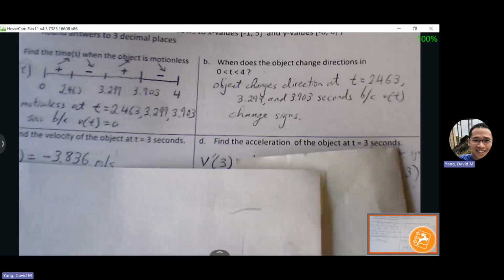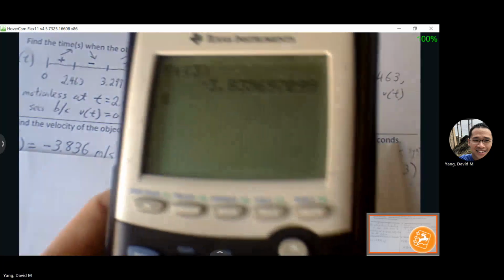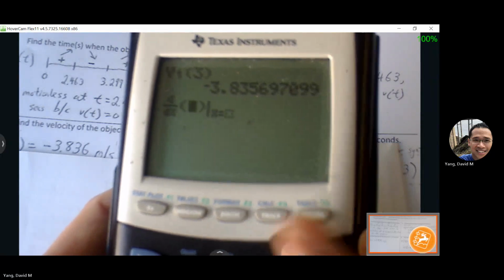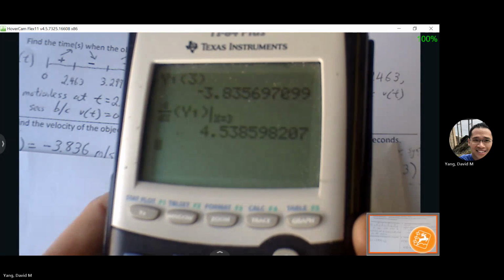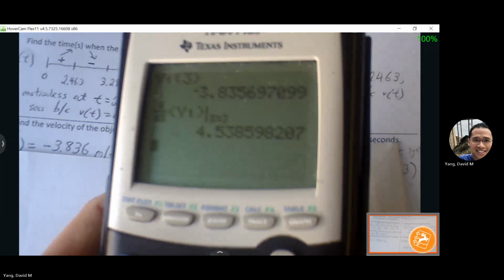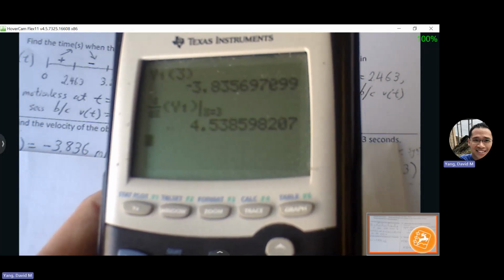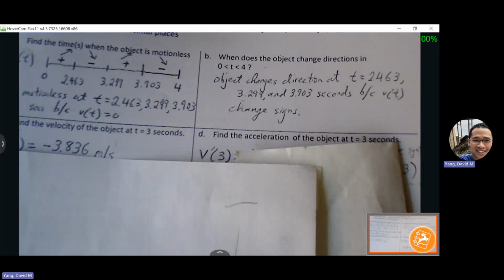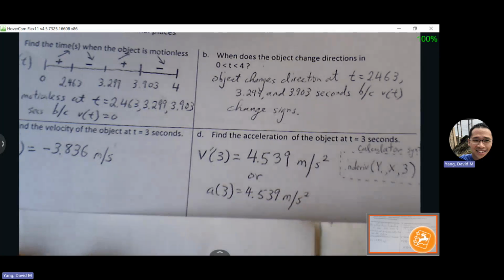Okay, I have the velocity function. How can I find the acceleration at 3? Yeah, the derivative, right? So math 8, alpha trace. And if you're using an older calculator, your derivative is going to be Y, comma, X, comma, and then in this case 3. What's our unit of measure going to be? Yeah, meters per second squared.